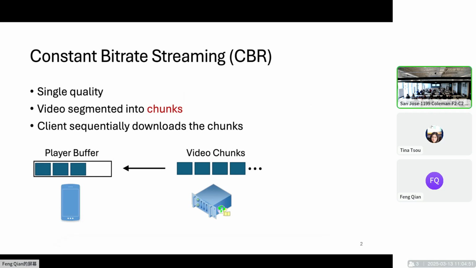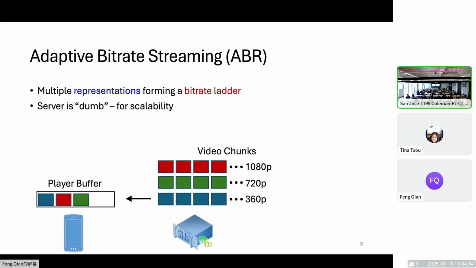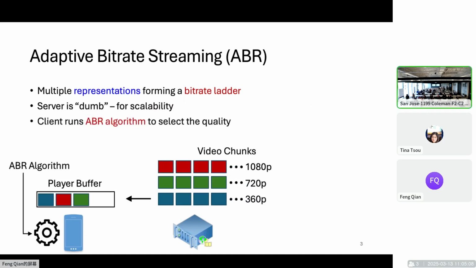Right, very straightforward. But in reality, all modern video systems are using a more adaptive way to stream the video, right? Instead of just having one quality, the server will prepare multiple representations for a video. The server is dumb just for scalability, so the key logic runs on the client side. The client runs something called the ABR, Adaptive Bitrate Streaming Algorithm, which will dynamically select for each chunk which quality to fetch based on the network condition. You can probably feel that whenever the network is good, you have a higher resolution video. When the network condition deteriorates, the video quality will downgrade.